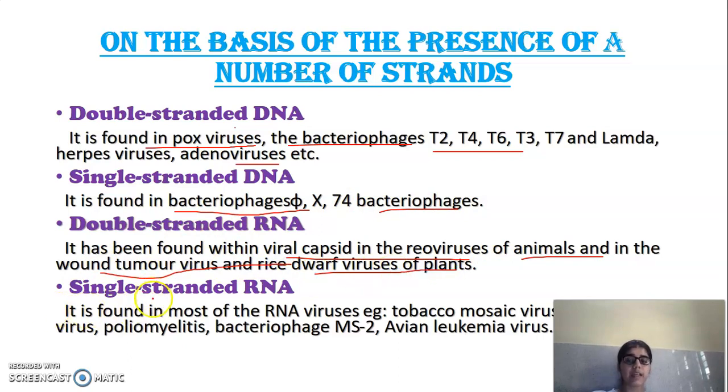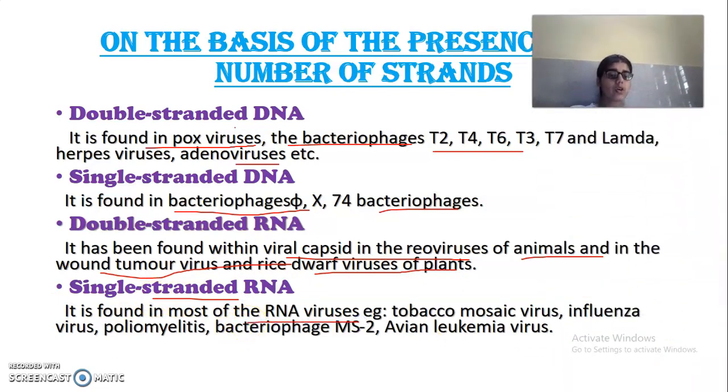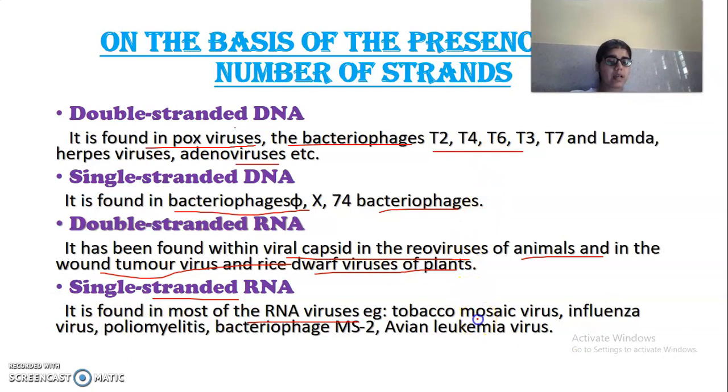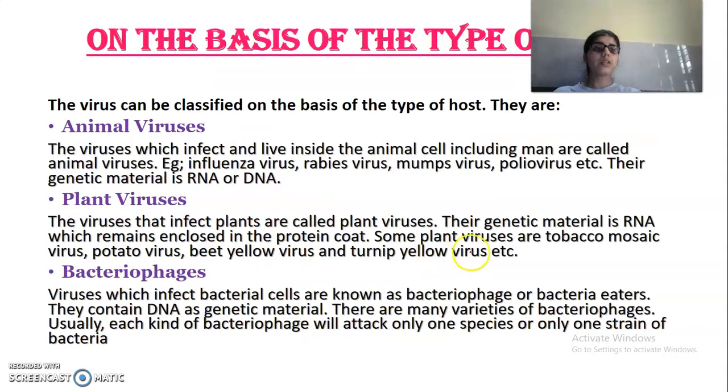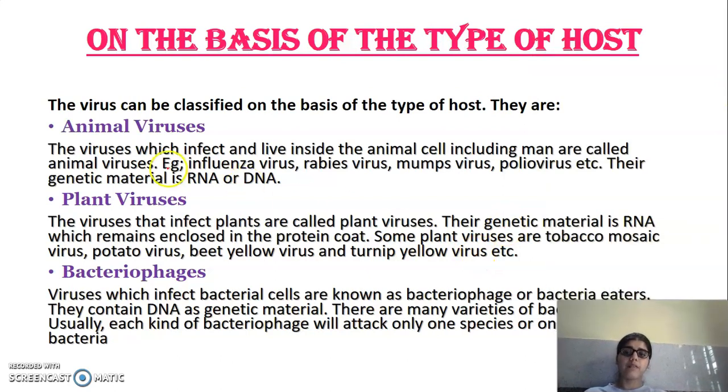Single-stranded RNA viruses are found in most of the RNA viruses. Examples are tobacco mosaic virus, influenza virus, poliomyelitis, and bacteriophage MS2 viruses. On the basis of type of host, viruses are classified as animal viruses, plant viruses, and bacteriophages.